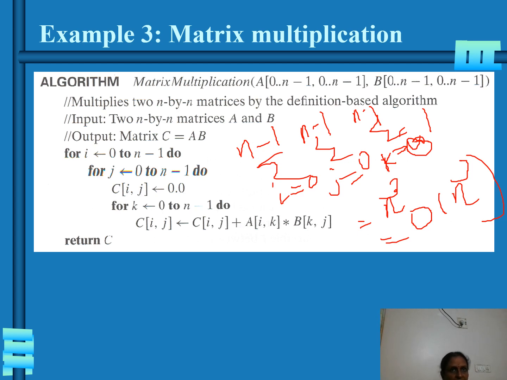So far we have discussed 3 examples. One is finding the maximum element in an array, the second is the element uniqueness problem, and the third is matrix multiplication. Finding the maximum element in an array involves a single loop, the element uniqueness problem involves 2 for loops, and matrix multiplication involves 3 for loops. So we can conclude that if the algorithm involves a single loop, the efficiency class is linear. If it involves 2 for loops, the efficiency class is quadratic, that is n square. If it involves 3 loops, the efficiency class is cubic, n cube.